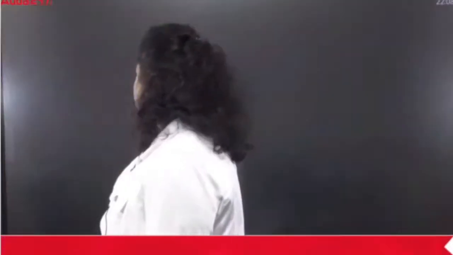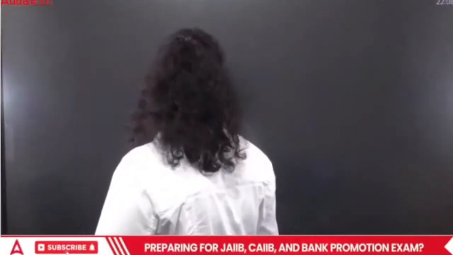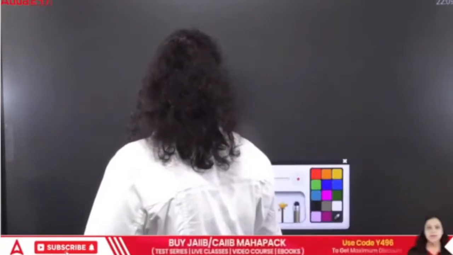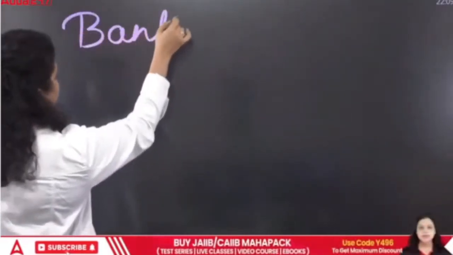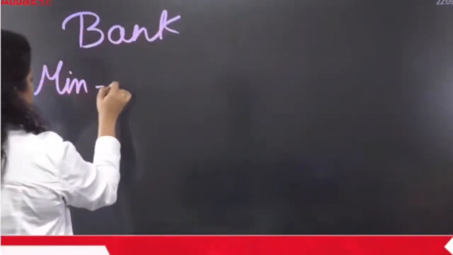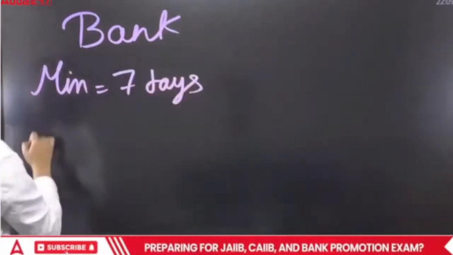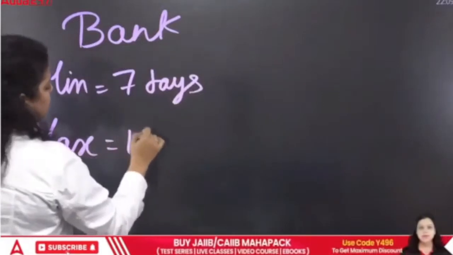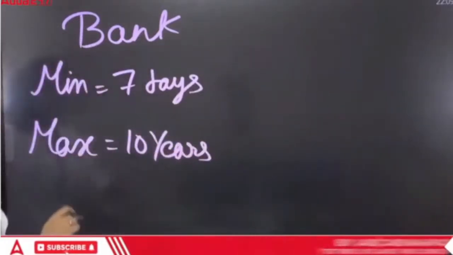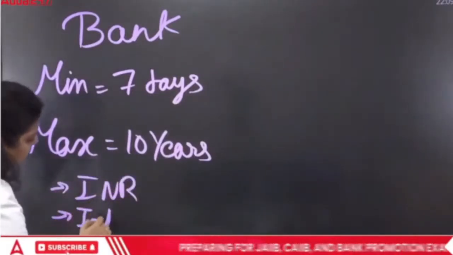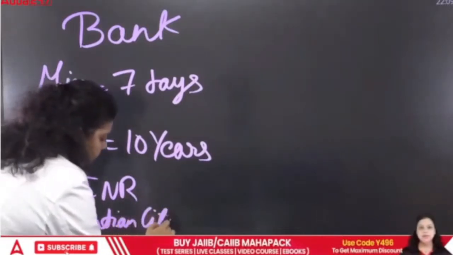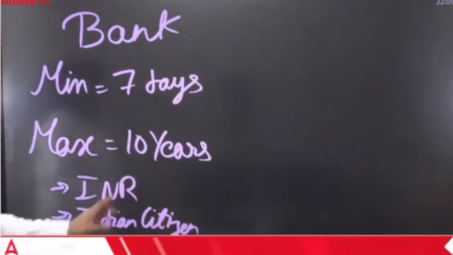If I talk about the fixed deposit, there are different types of fixed deposits available. Let's understand first. Certain conditions are there. If you are having an FD in a bank, the minimum time duration will be 7 days and the maximum time duration will be 10 years. This applies if the FD is in Indian currency, in INR, and an Indian citizen is holding the FD. That's the first condition.